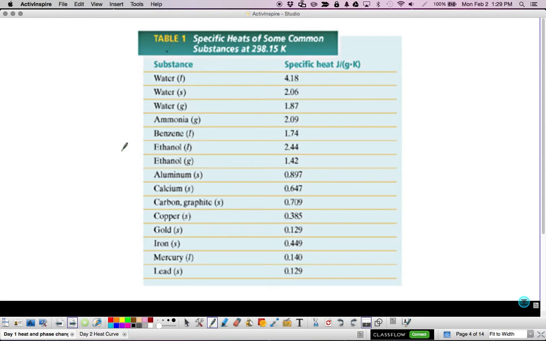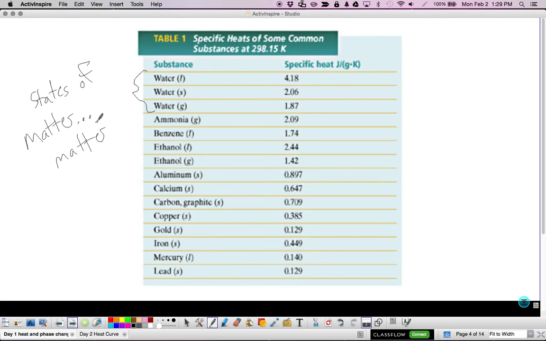Now the first thing that you're going to notice is that I've got 3 waters here with 3 different values. Uh-oh. So what we can tell from this is that states of matter matter. Oh, I'm hilarious. States of matter matter. You keep on asking me this, and yes, states of matter matter.